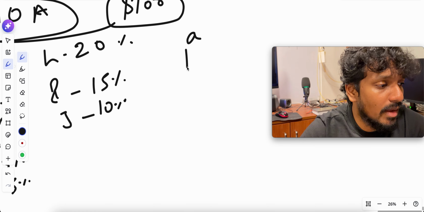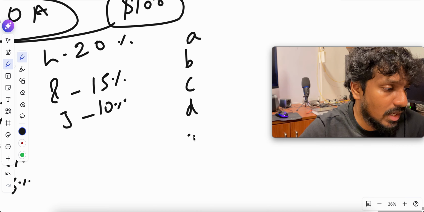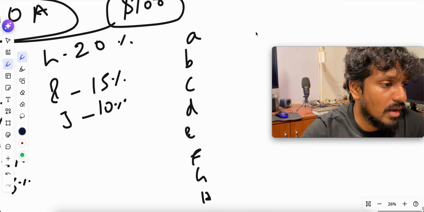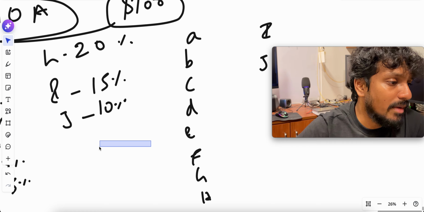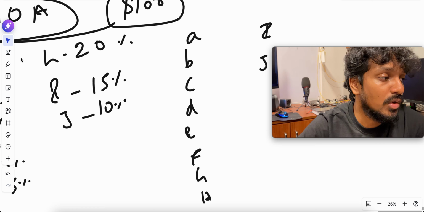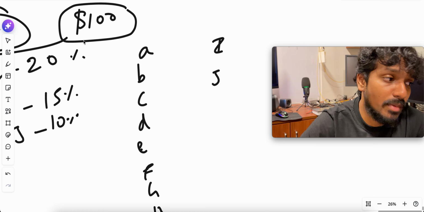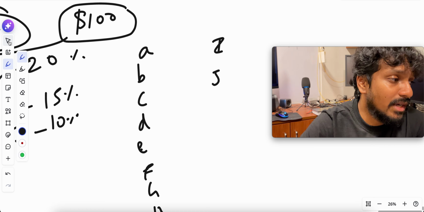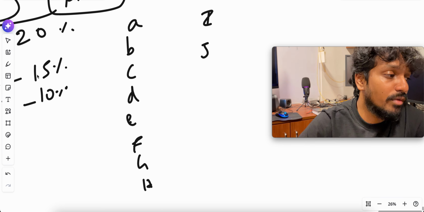For A, B, C, D, E, F, G, H, I, J. So in that, what I'm just going to do is, because always when you invest in something, you should not put all your money in one basket. So if you have 10 or more than 10, it would be good.